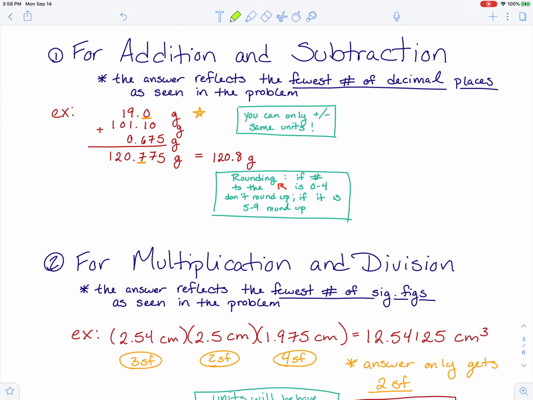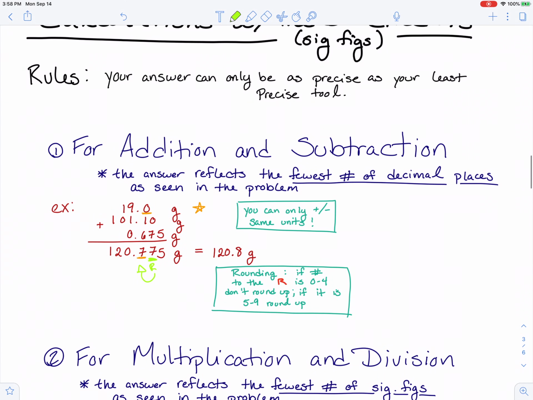Those are just general rounding rules like the regular ones from math. So in this case, my number to the right is 7. That means that my number gets rounded up. So I go from 120.7 to 120.8 grams. So again, the rule is your answer can only be as precise as your least precise tool.